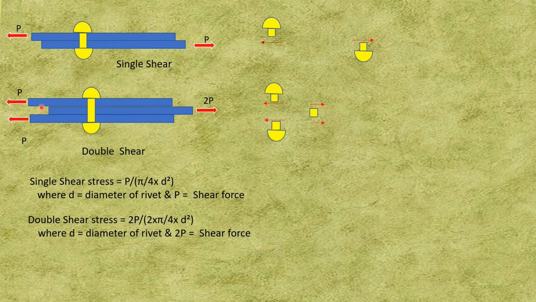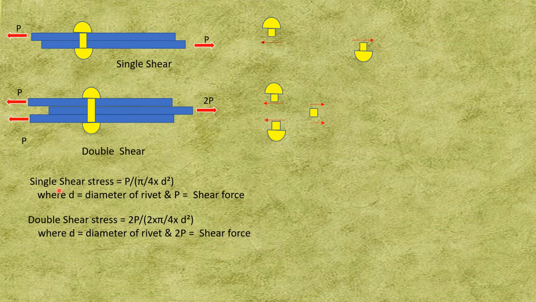Now these two forces P that I am showing here, and here it is 2P, one will act at the top and another will act at the bottom. So this is the shearing plane. One failure is here and this is another. So one shearing plane is here between the top and the middle, and another shearing plane is here between the middle and the bottom. So at two planes the rivet breaks. So here the area under shear is double.